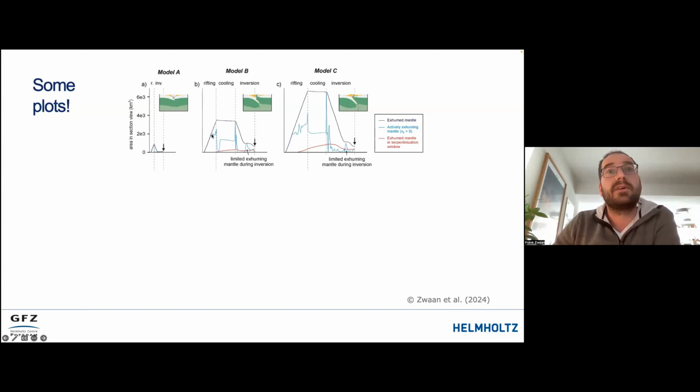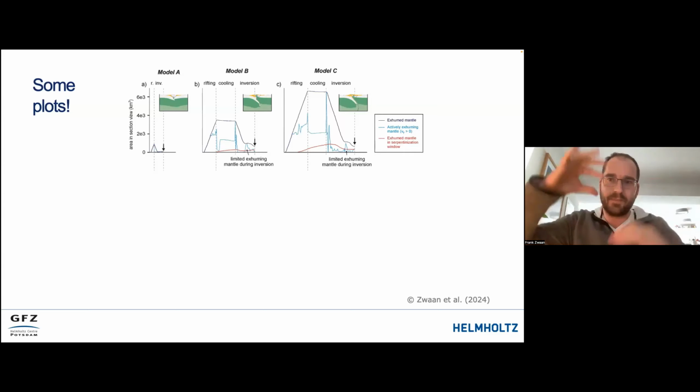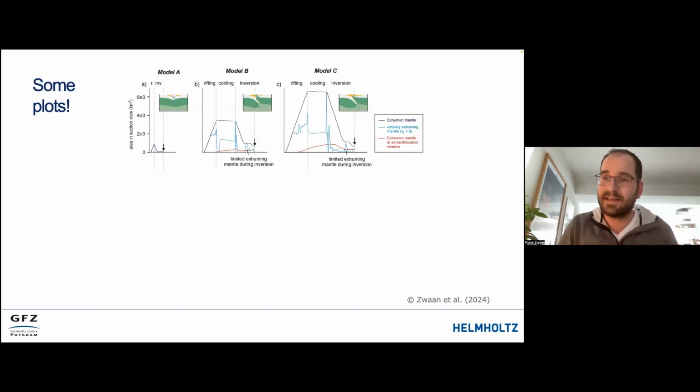But at some point there is also what we can see here in this other line, this bright blue line, is that not all the mantle is actually moving upward all the time. So it's not that the mantle just keeps on rising all the time, but there are pieces of mantle that are moving up and down. So it's quite a dynamic system, which is an interesting observation, I think.